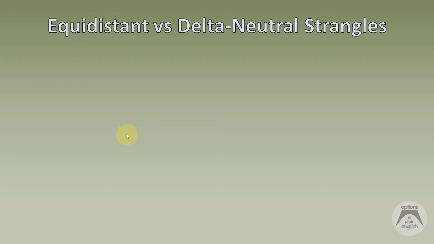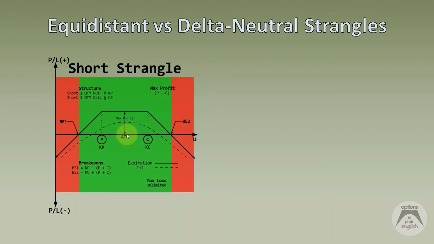Today we're going to talk about strangles, and in particular, we're going to be talking about equidistant versus delta-neutral strangles. A short strangle, and we're going to talk about short strangles in this case, is basically an income strategy where we want to profit from the non-movement of the stock or a decline in implied volatility. It's made up of a short call and a short put that are usually out of the money. So at the money is in between them. And like I said, it benefits from non-movement in the stock price, and at the same time, it also benefits from the decline in implied volatility.